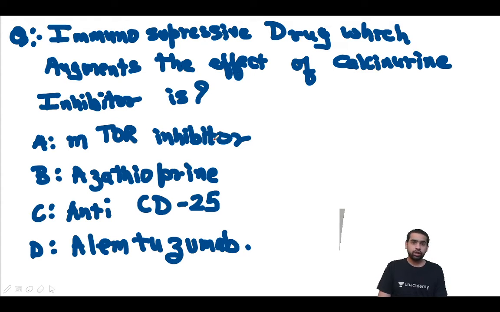Now, which immunosuppressive drug augments the effect of calcineurin inhibitors? We have a calcineurin inhibitor, and I just told you how it acts. Which of these immunosuppressive drugs augments its effect? Can you please tell me, guys? Okay, Ramesh is saying it's an mTOR inhibitor. Fair enough. Anybody else, guys?